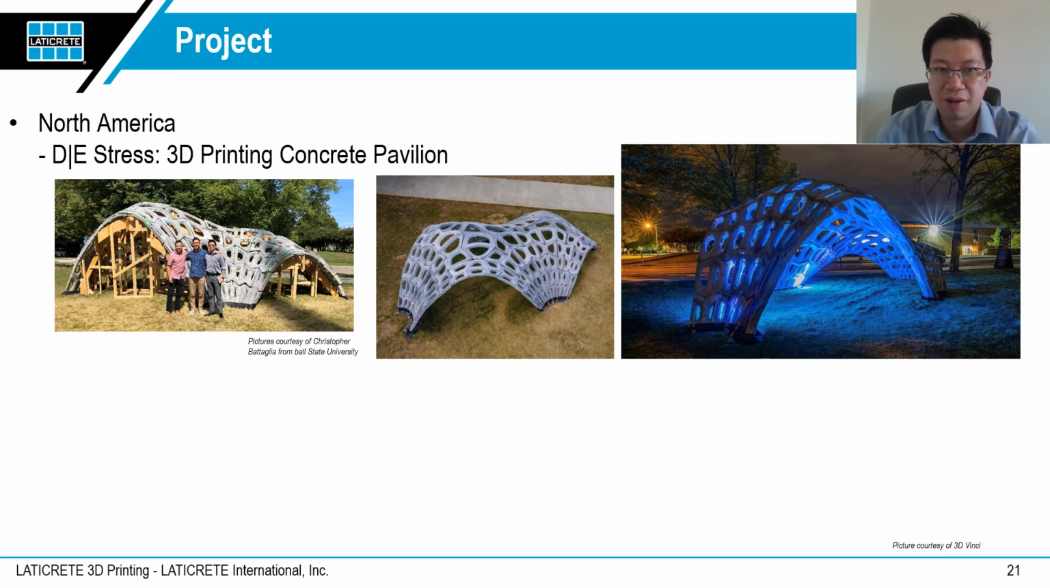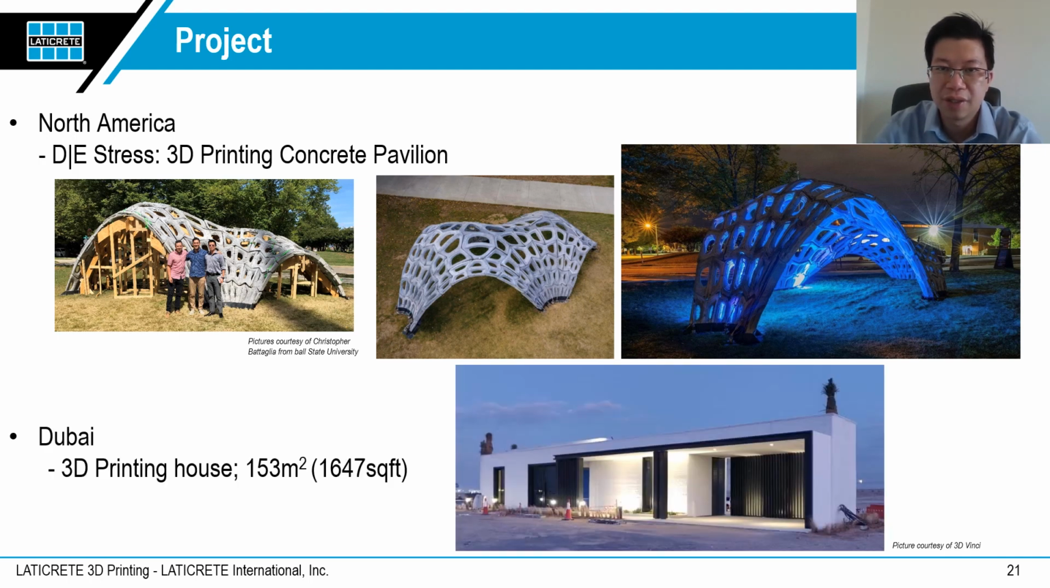The pavilion consists of 110 printed panels. Each panel is unique and is designed to interlock once all are put together, so all panels are in compression. The second project that we have done is the 3D printed villa or house in Dubai. We collaborated on this project with 3D Vinci, and we supplied the material, but also our team were there to help with the work on the materials and the printing process itself.